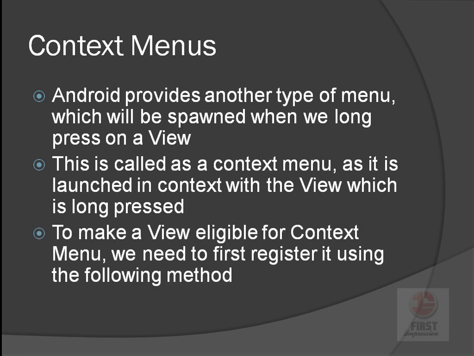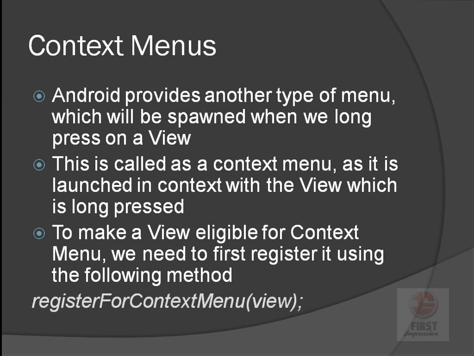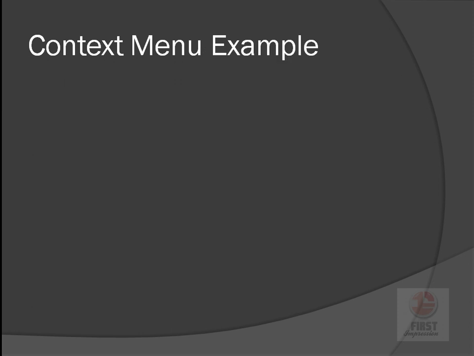First of all, we have to understand that before a view can spawn a context menu, we have to register that view with the Android OS to display the context menu. This is done with the help of the following command. You just say registerForContextMenu, and in brackets pass the object of the view that you want to register for the context menu. We'll do this in actual practice.